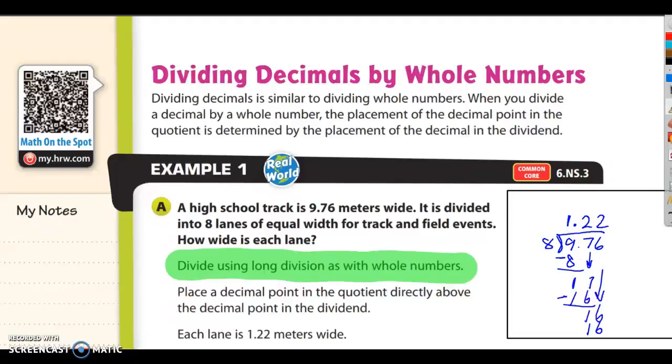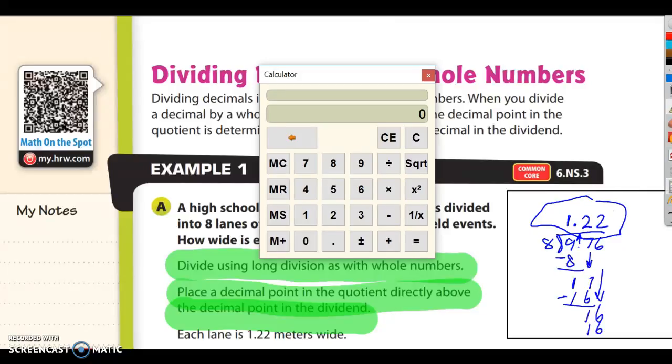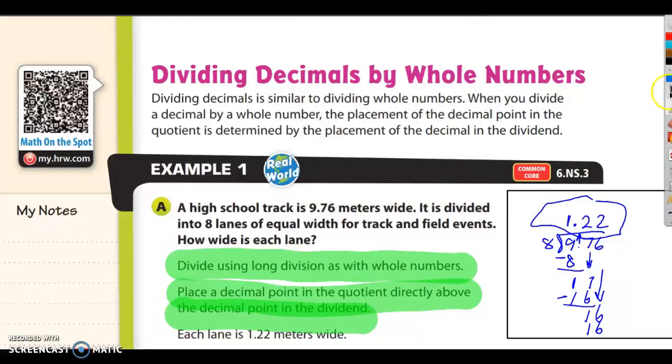The directions right here say, place the decimal point in the quotient directly above the decimal point in the dividend. So the decimal here just goes straight up. So the answer is 1 and 22/100ths. We can check that a lot of different ways. One thing we could do is multiply the divisor 8 by our quotient, and we should get the dividend, which we did. So that means we got it right.